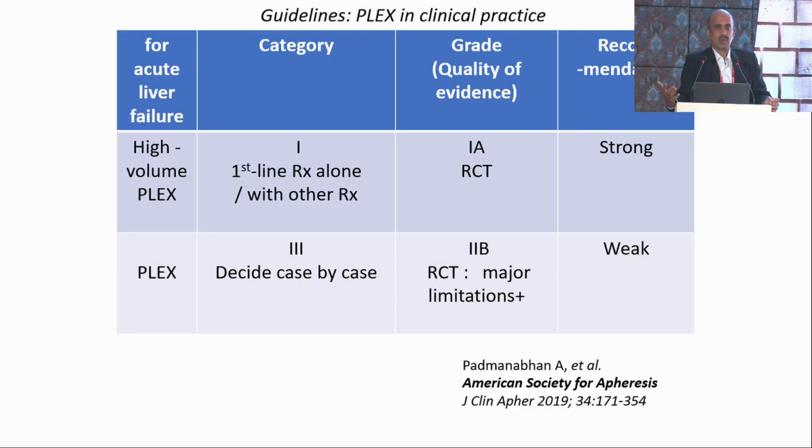Now, based on the outcome of this RCT, the American Society for Apheresis has now recommended that high volume plasma exchange can be considered a standalone first-line therapy for ALF, or it can be used along with other treatments for ALF. So that is the basis of this recommendation.